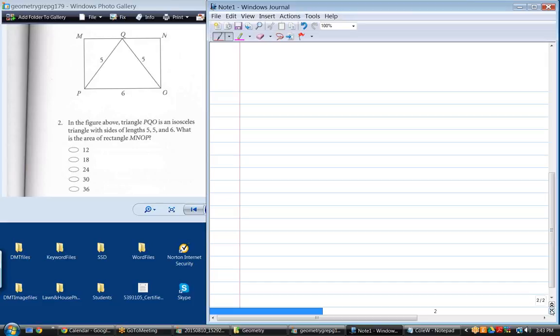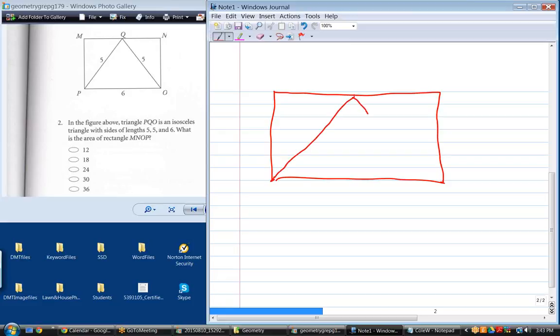What is the area of the rectangle? Notice that we have a triangle inscribed in a rectangle. So it's multiple figures. Also notice that this is an isosceles triangle. And the area of the rectangle is what? What's the formula?